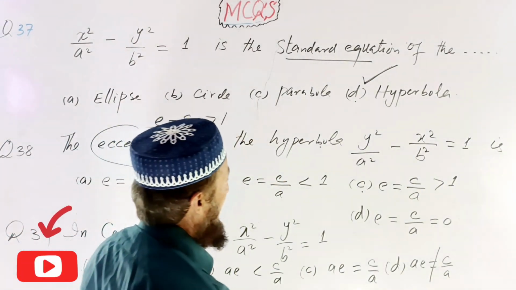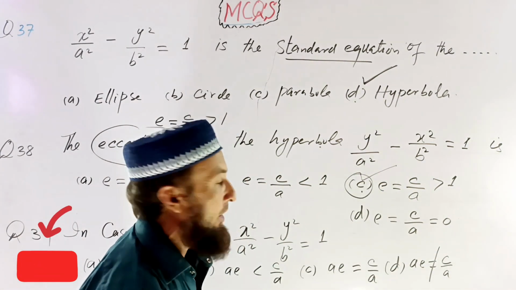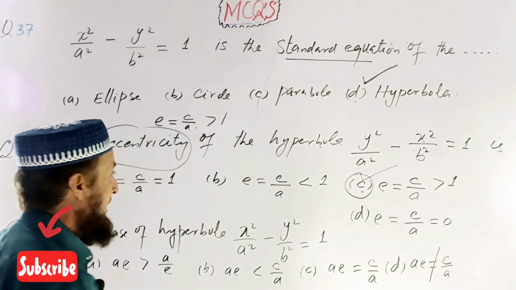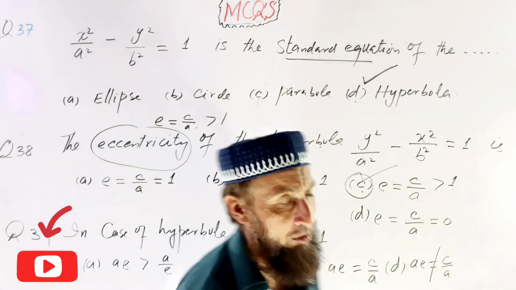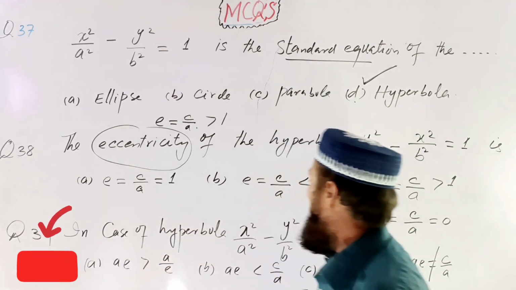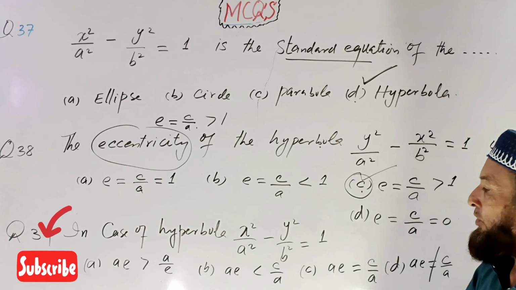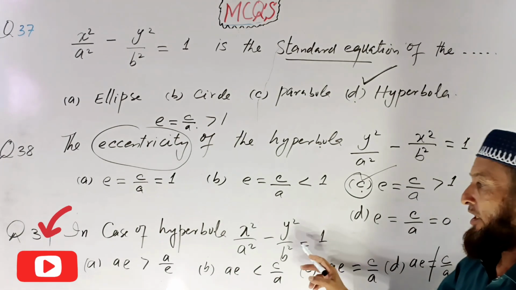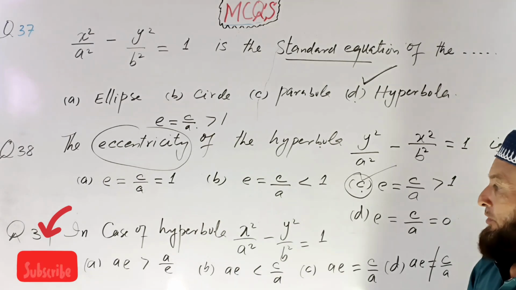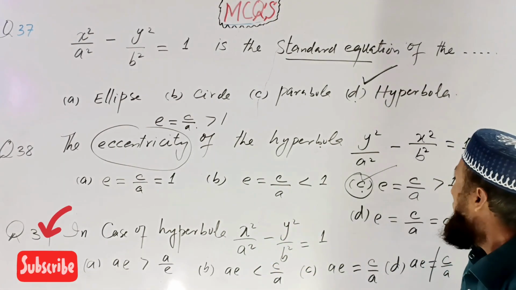So look here, option C is the correct option. e is equal to c divided by a is greater than 1. So that result is the correct option. Correct option is C. Question number 39. In case of hyperbola, x square divided by a square minus y square divided by b square is equal to 1, that is called the transverse axis hyperbola, because the hyperbola is making along the transverse axis.